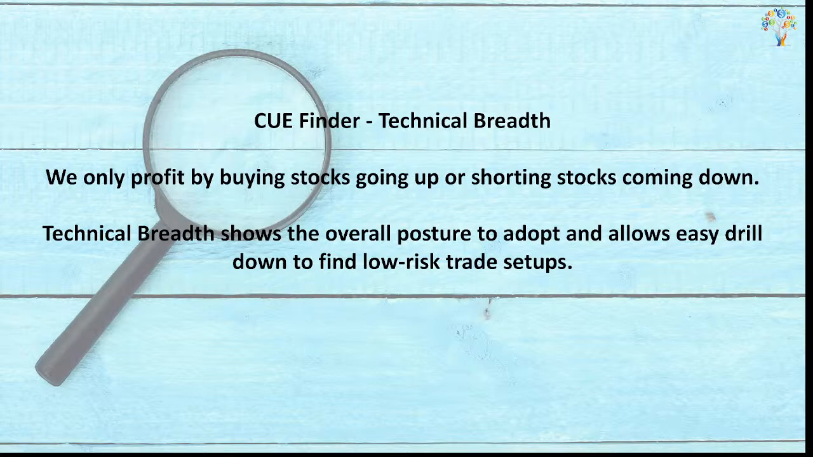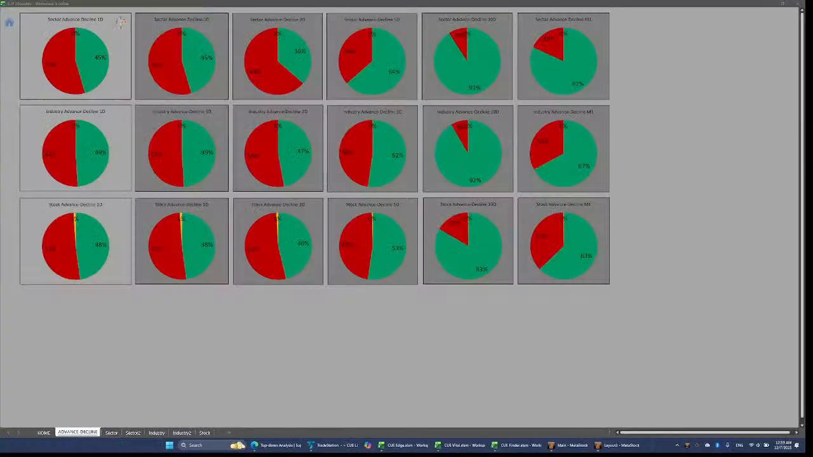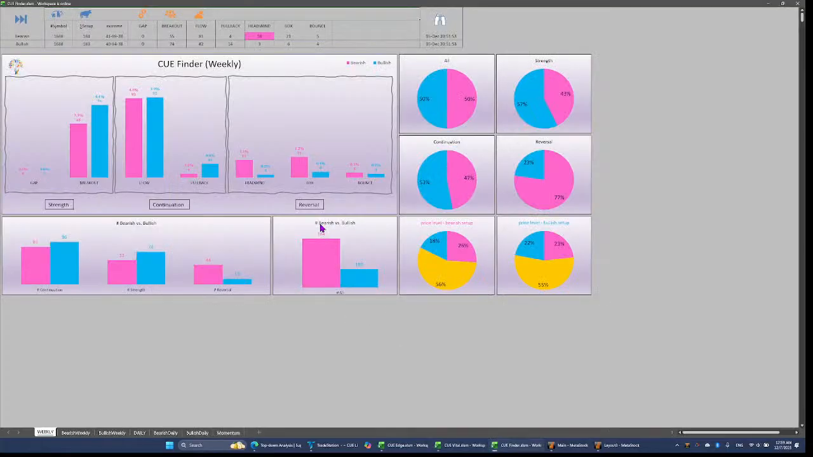Why this is very valuable: because most of the Q trades for me and other traders are directional trades. We only profit by buying stocks going up or shorting stocks coming down in directional trades, and this technical breadth shows the overall posture to adopt and allows easy drill down to find low risk trade setups. As I mentioned, very valuable.